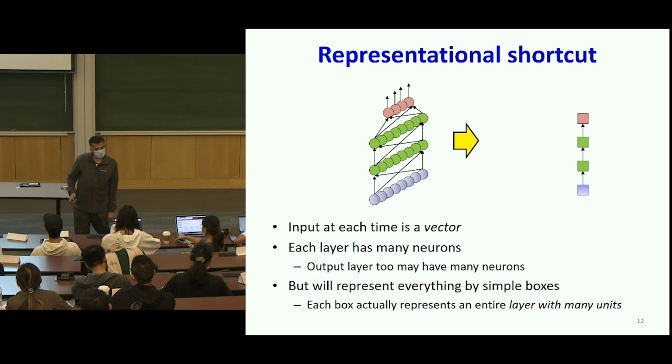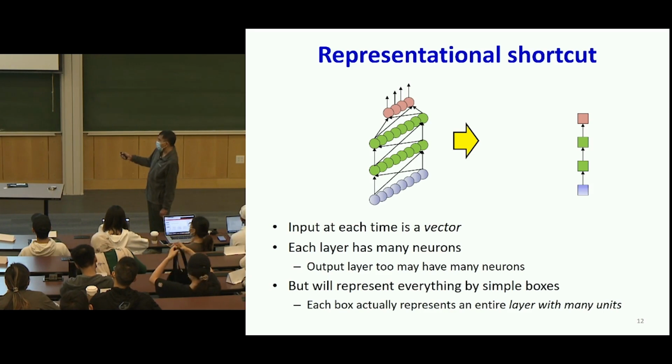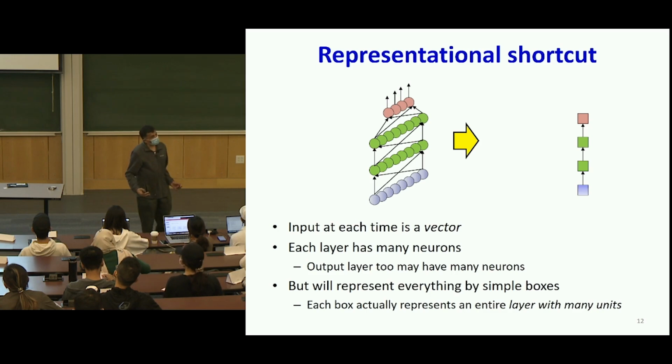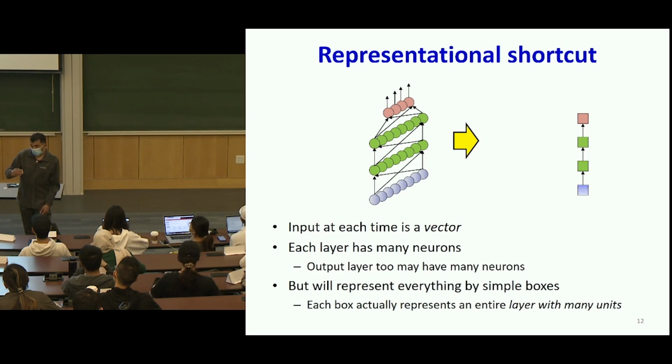Each one of these green boxes represents an entire layer. You have to imagine a sequence of inputs going into the page. And this one here is the entire output layer. You're again imagining a sequence of inputs going into the page. When I draw an arrow of this kind, you have to imagine a complete connection: every neuron, every unit in the lower layer, connecting to every unit in the upper layer.